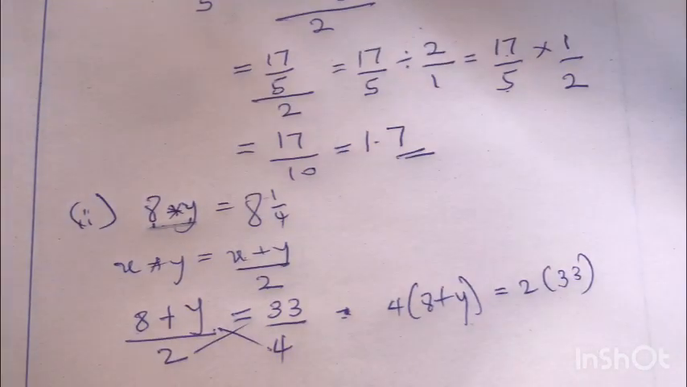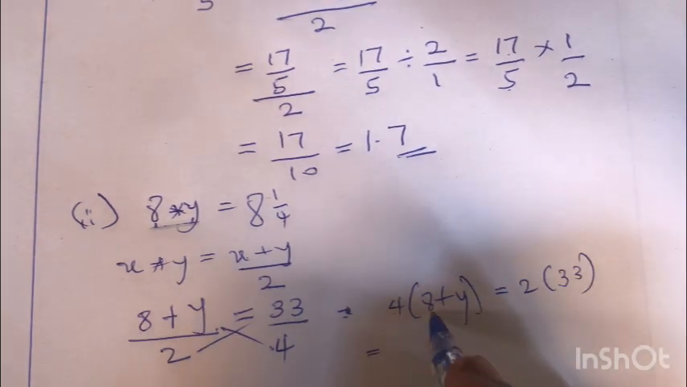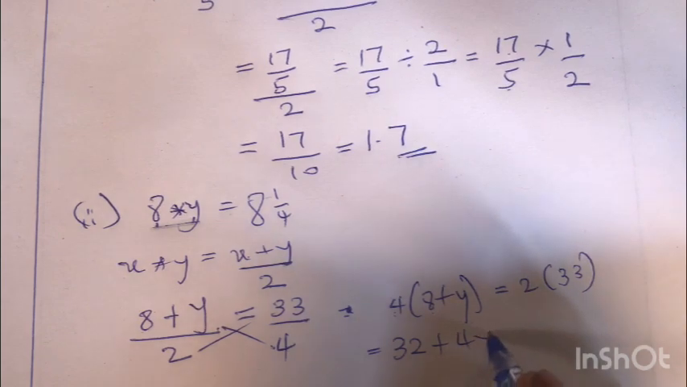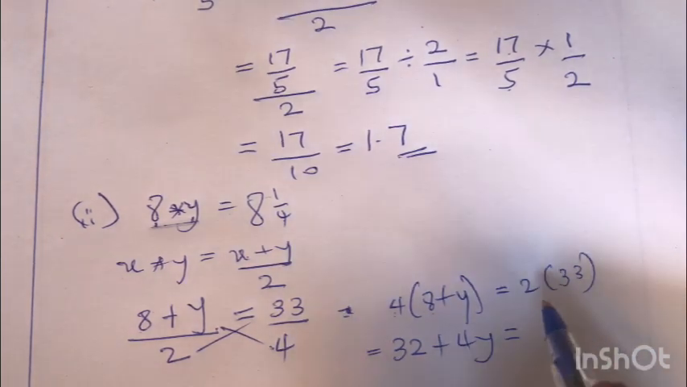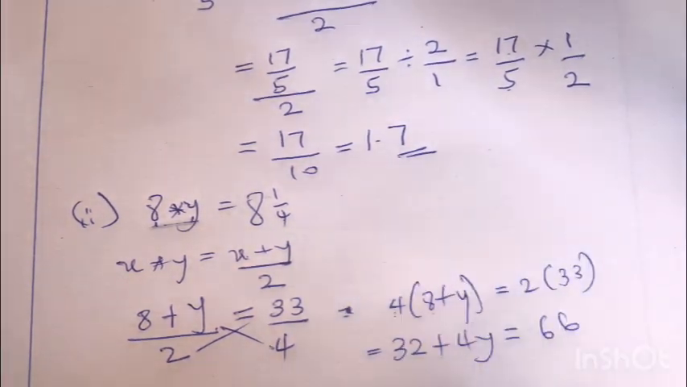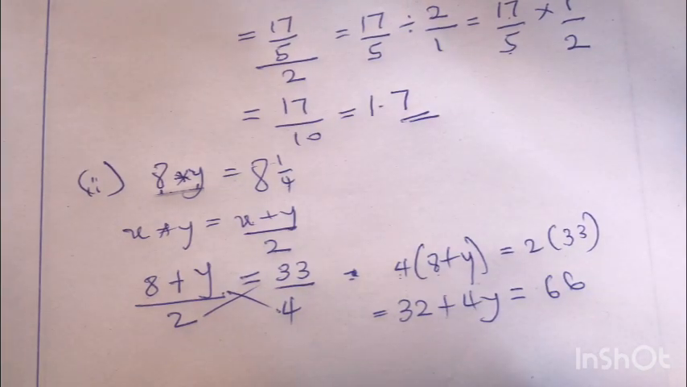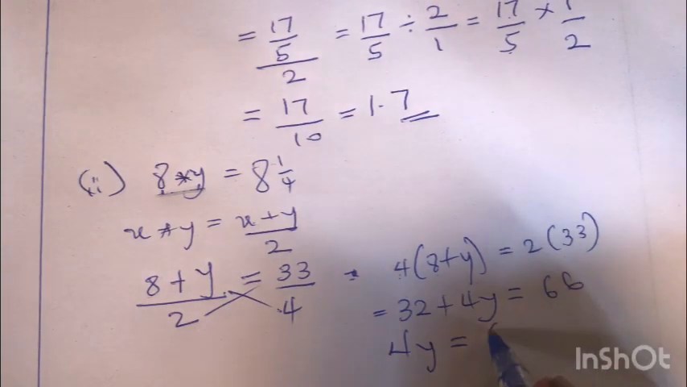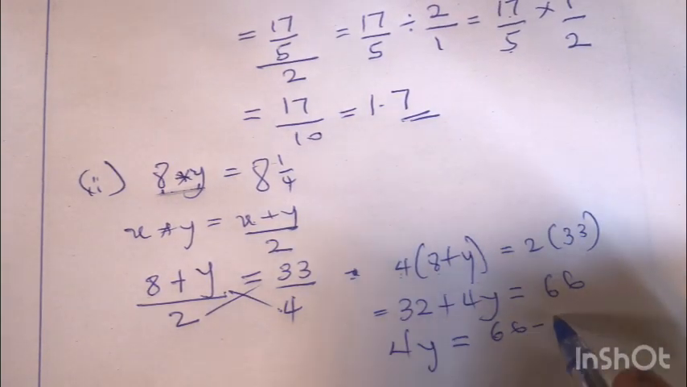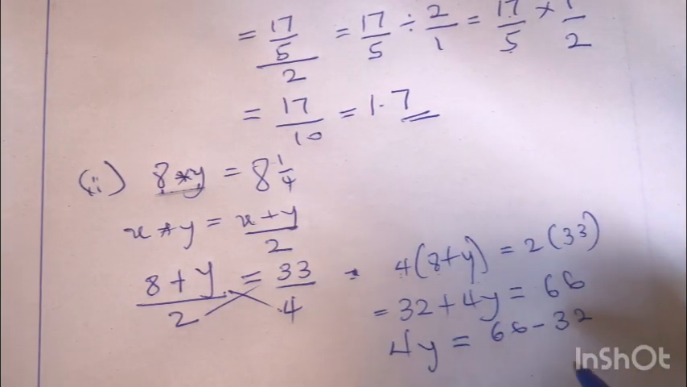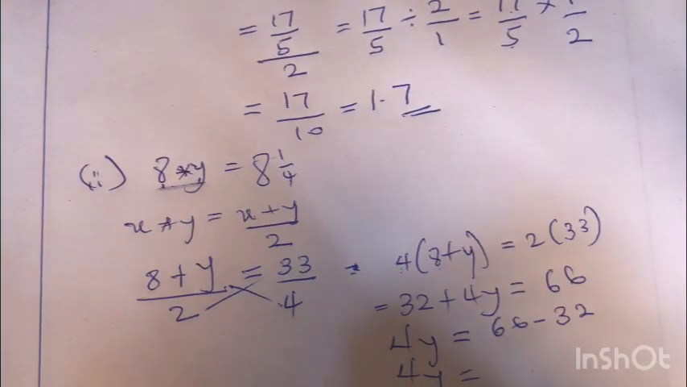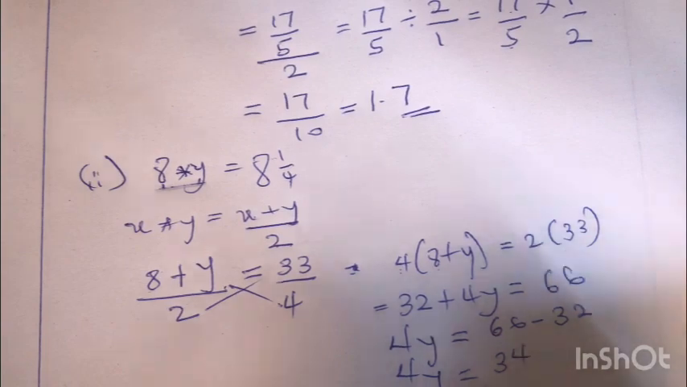As simple as that. Then now let's simplify. 4 times 8, 32, plus 4 times y, 4y, equals 2 times 33, 66. Then let's group like terms. We are going to get 4y equals 66. When 32 crosses, it becomes minus 32. 4y equals, let's subtract, and we are going to get 34.